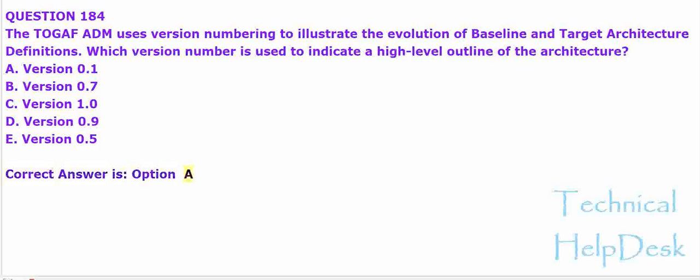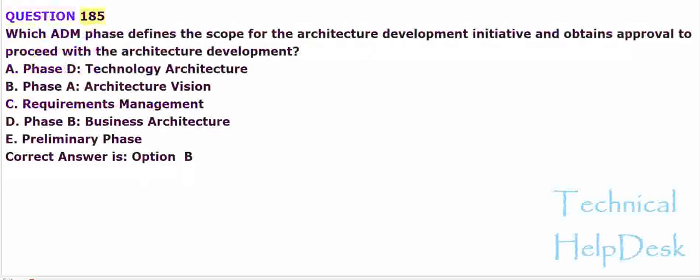Question 185. Which ADM phase defines the scope for the architecture development initiative and obtains approval to proceed with the architecture development? A. Phase D, technology architecture. B. Phase A, architecture vision. C. Requirements management. D. Phase B, business architecture. E. Preliminary phase. Correct answer is option B.